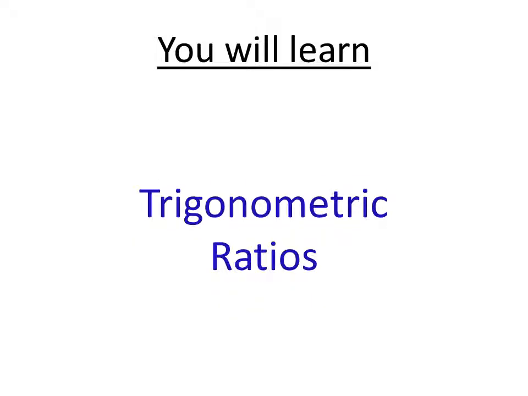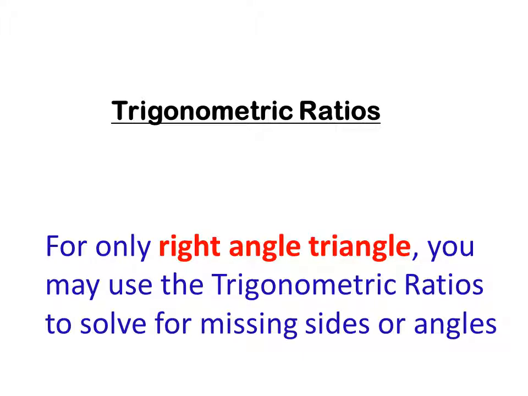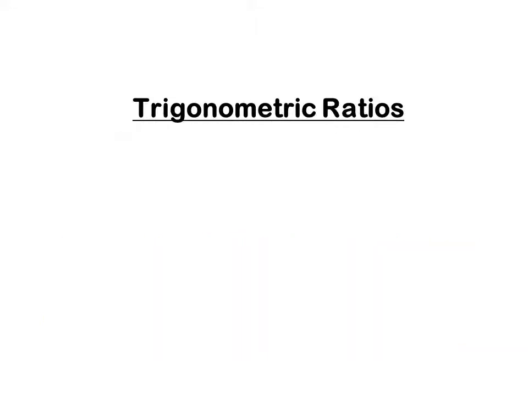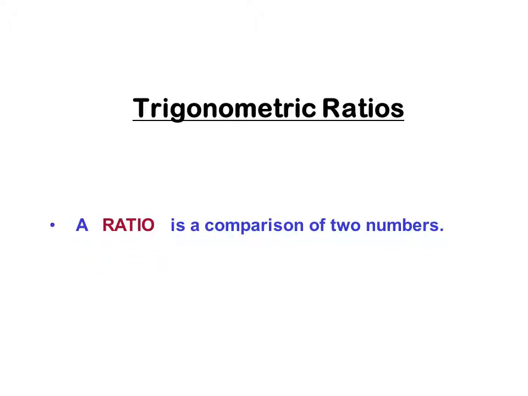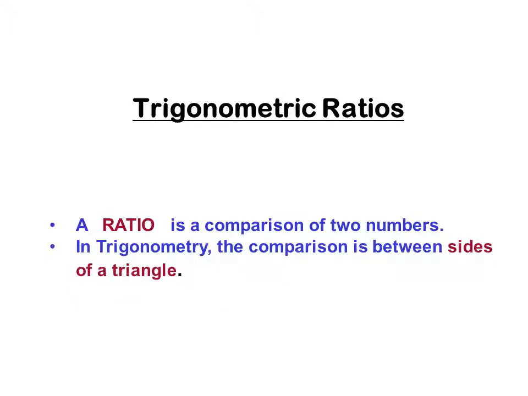In this video you will learn about the trigonometric ratios. For only right angle triangles you may use the trigonometric ratios to solve for missing sides or angles. As we know from the previous grade, a ratio is a comparison of two numbers. In trigonometry the comparison is between sides of a triangle.